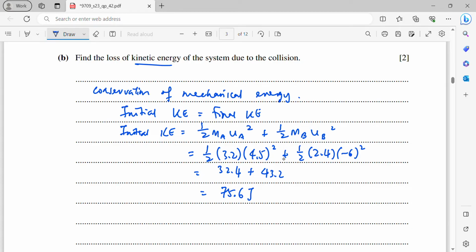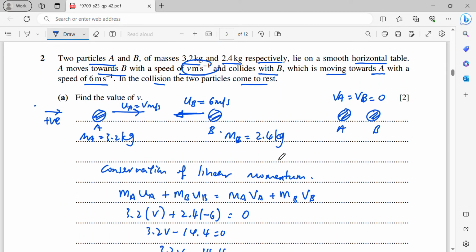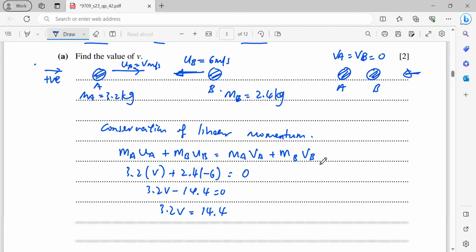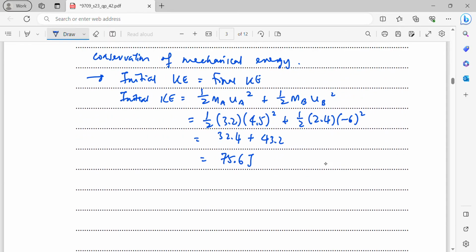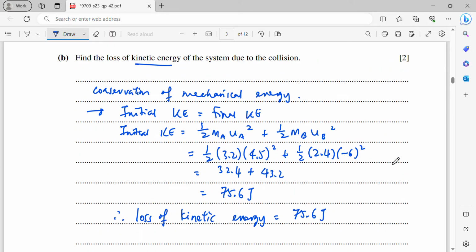Okay, now we know that initial kinetic energy will be the same as final kinetic energy, but when you refer back to the question, both come to rest. Coming to rest means that the kinetic energy is lost. Therefore our final kinetic energy is basically the loss of kinetic energy, which is the same as the initial kinetic energy. Okay, so that's the solution of part B.